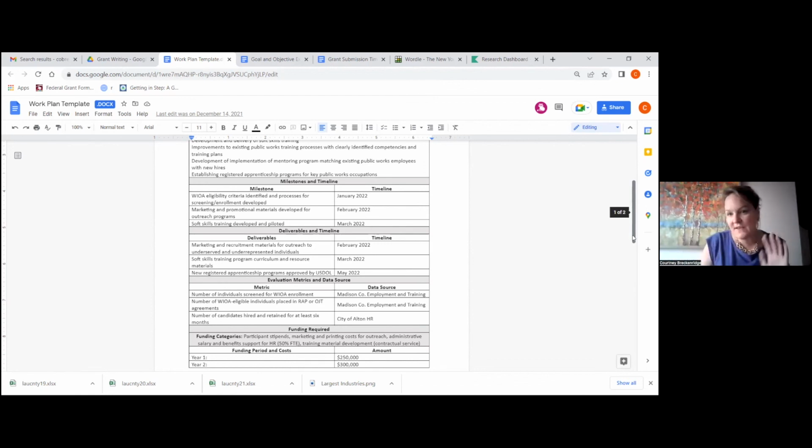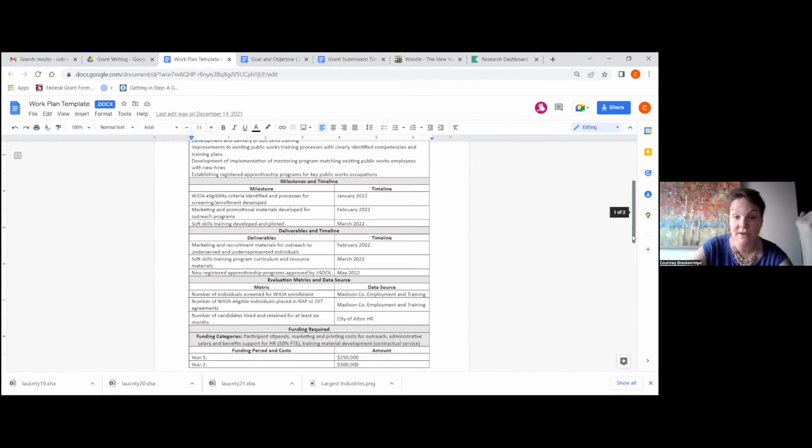And for each of these, I've put a timeline, you know, roughly when we think we're going to do that within the phase. I think this was kind of envisioned as a one-year grant. And then again, as Amy said, very, very well, evaluation: how are you going to measure your success? And who has that data, right? So in this case, you can see I'm leaning pretty heavily on Madison County Employment and Training and Human Resources.